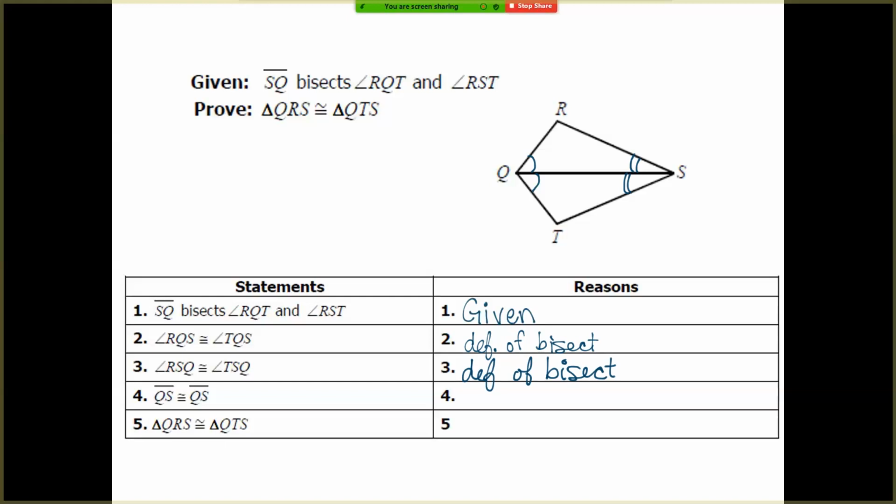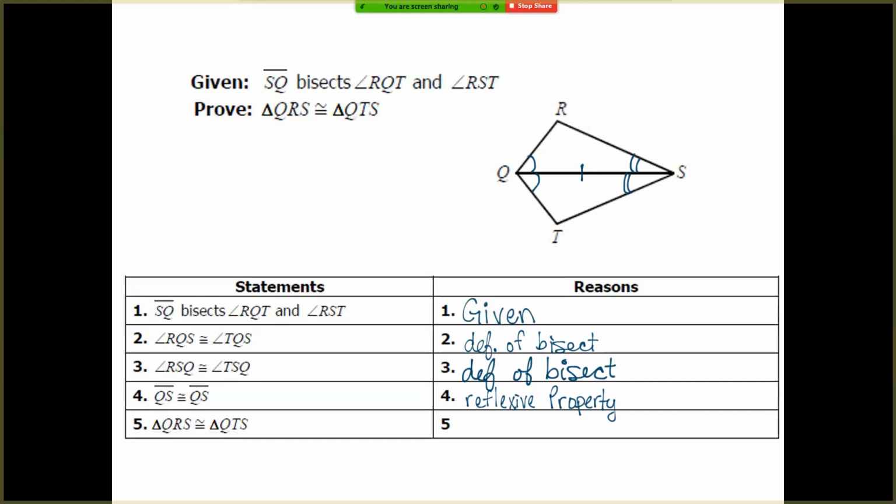Statement number 4, we were told that QS is congruent to QS. Remember we talked about yesterday, anything is congruent to itself. So QS is congruent to QS. Remember we talked about the mirror, the reflexive property, is what lets us say that QS is congruent to QS. So you can always prove something congruent to itself by the reflexive property.